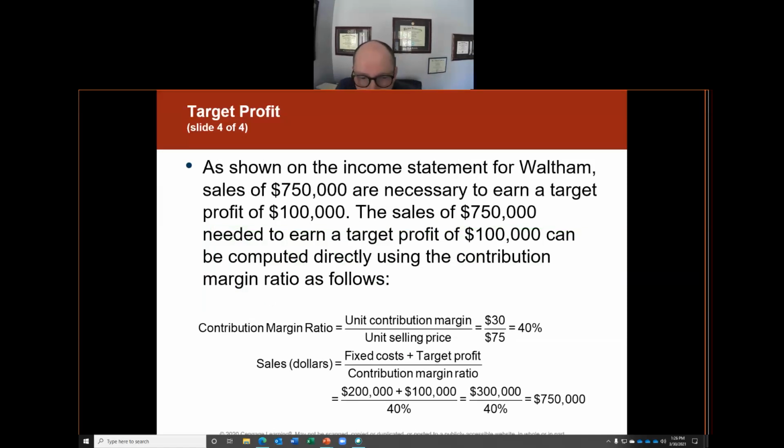We can look at that in another way through sales dollars. How much sales dollars do I need to make in order to achieve a target profit of 100,000? It's the same concept, okay? First, we find our contribution margin ratio. Contribution margin, $30 divided by sales price, 75, that's 40%.